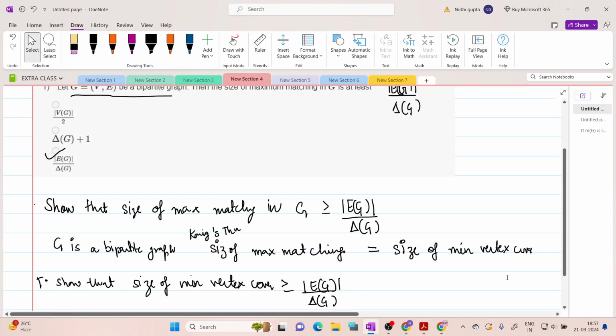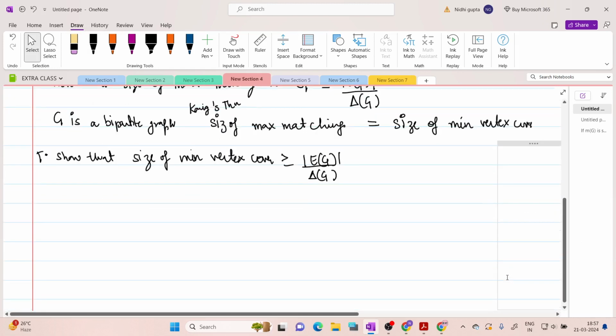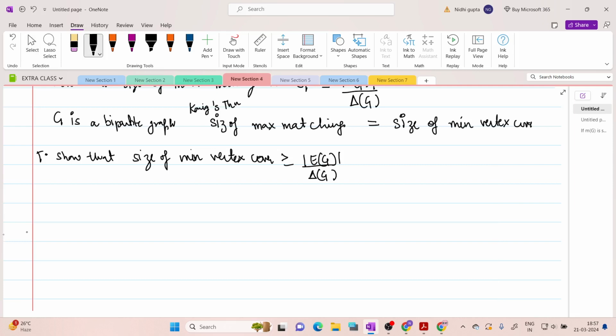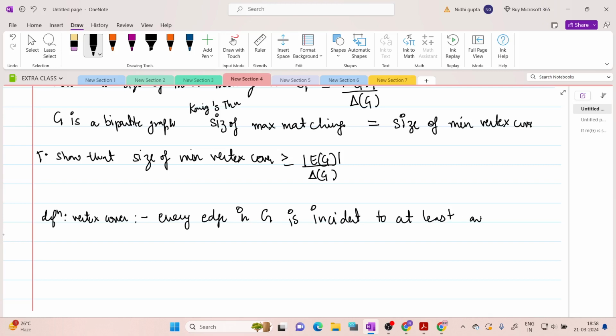First of all, what do we mean by vertex cover? A set S of vertices such that every edge in G is incident to at least one vertex in S.